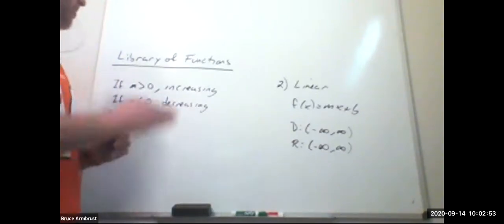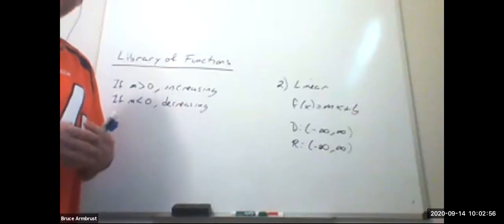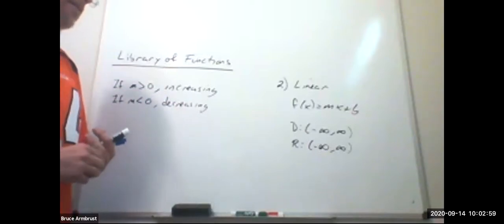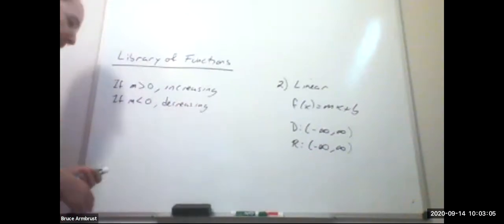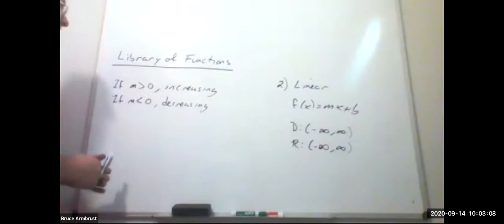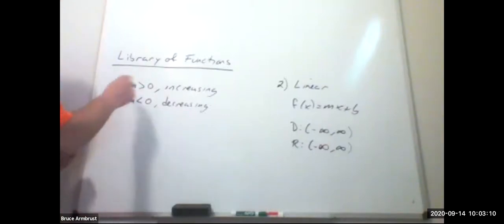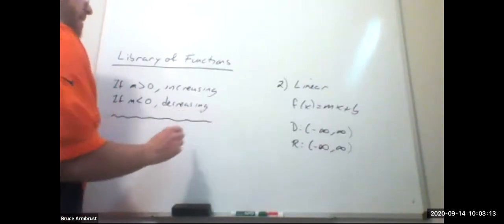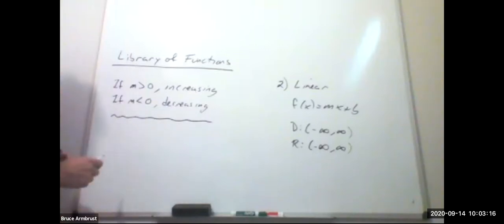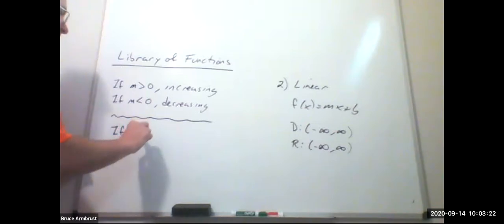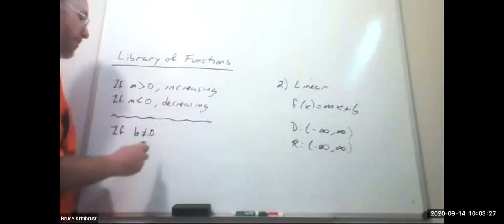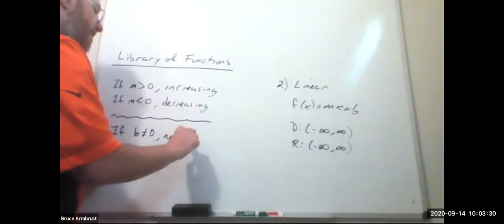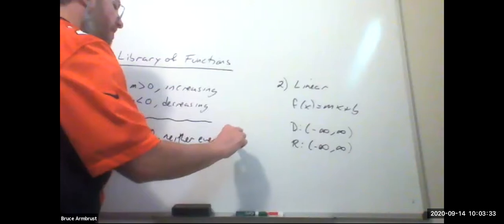It depends. Just like increasing, decreasing, even or odd, or neither, it depends on the function itself, like which line we happen to have. And for this one, it all comes down to b. So the slope told us about increasing or decreasing. The b, the intercept, tells us even, odd, or neither. So if b does not equal 0, so that means that we cross the axis somewhere other than the origin, it's neither even nor odd.